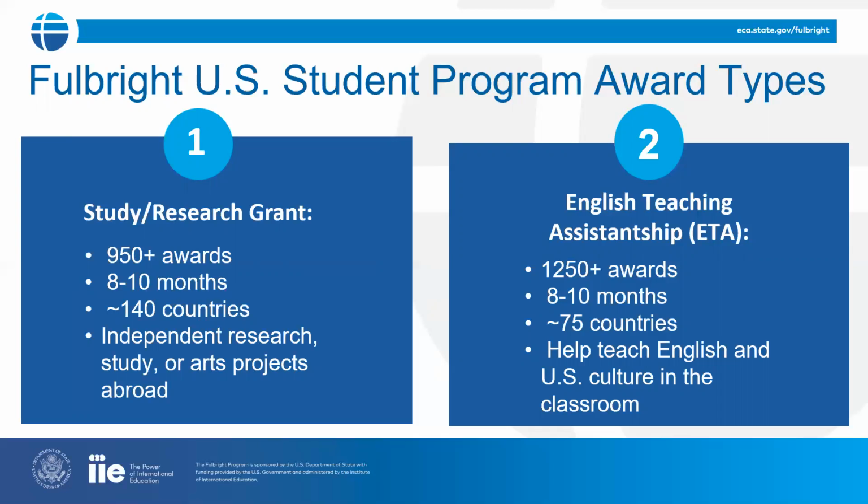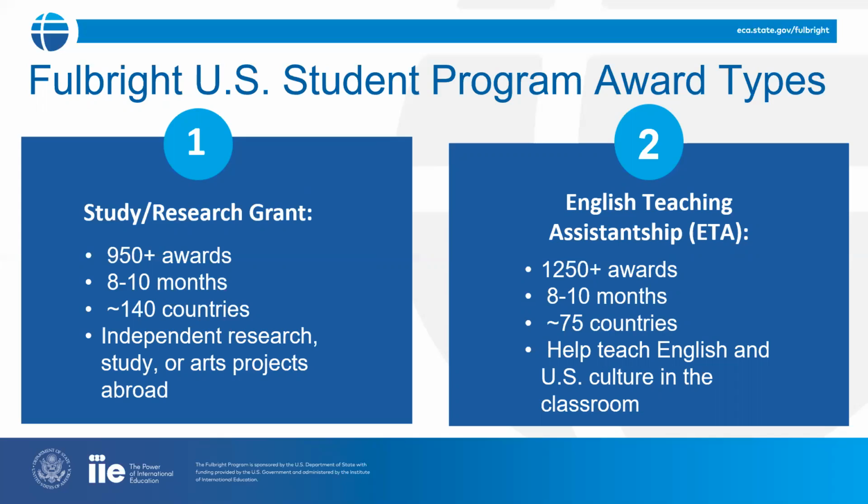This is about 950 awards. They last about an academic year in length. There are a lot of countries that offer these, 140 plus. In this category, you have study grants, which are studying for master's degrees. You have research grants, which are independent research projects that you propose. And then you also have creative arts grants, where you can practice a particular creative art for a year. So those are the three that fall under that category.